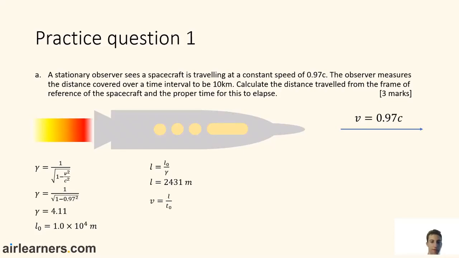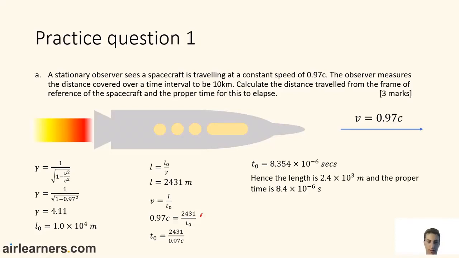From there we can find the proper time, and we can use the values that we already have here. Try to use the most exact values, which is why I've put in that full number over there. And then you can just rearrange for the proper time and you get that value there. Again, that's 4 significant figures, not 2. So our answers are going to be, the length is 2.4 by 10 to the 3 meters, and the proper time is 8.4 times 10 to the negative 6 seconds.